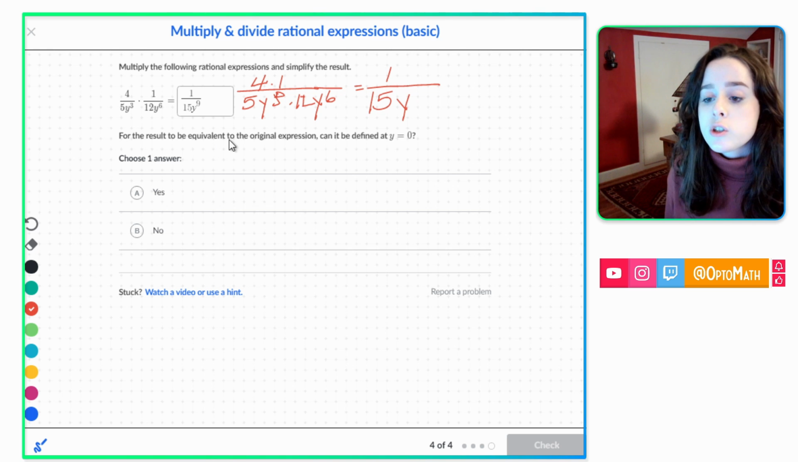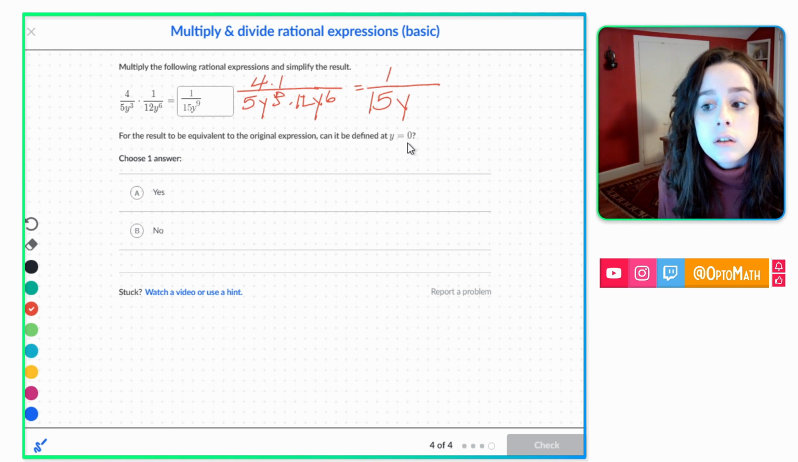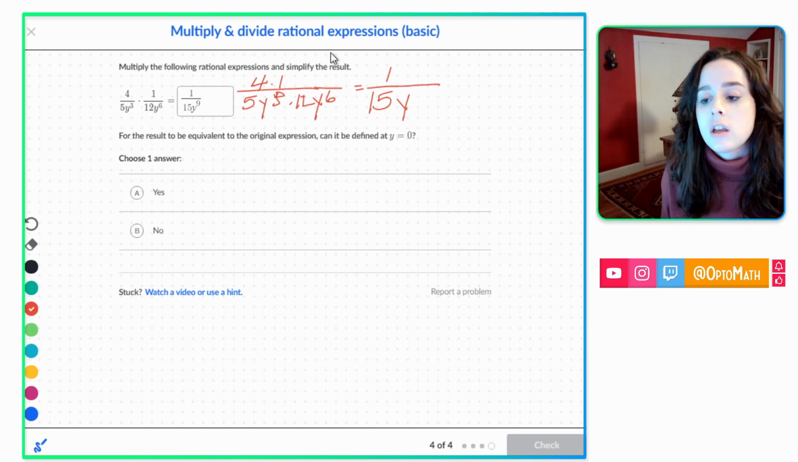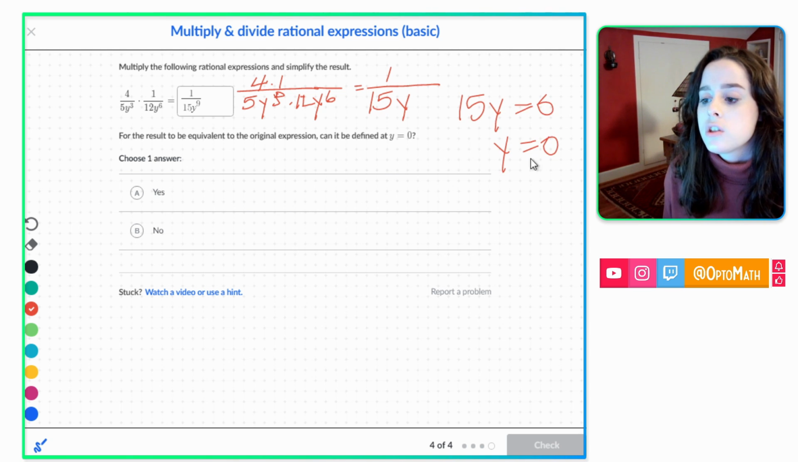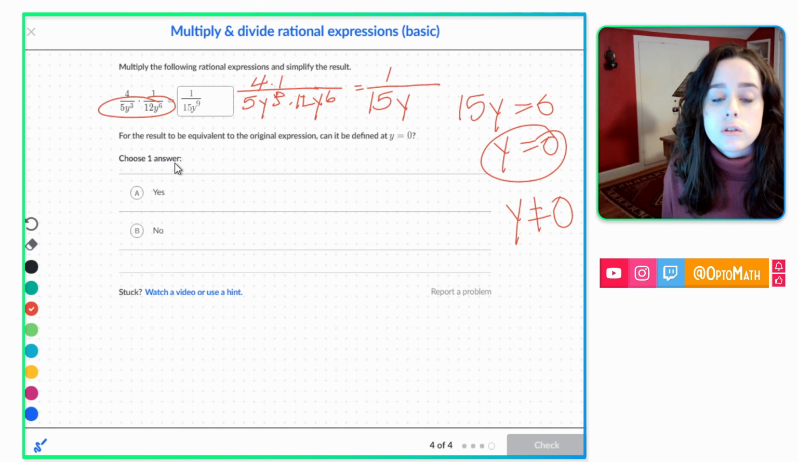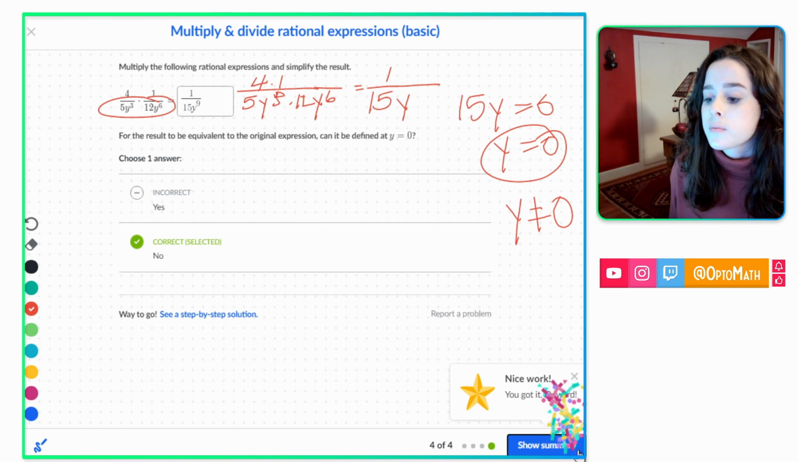Okay, so for the result to be equivalent to the original expression, can it be defined at y equals 0? Well, y is in our denominator, and it's multiplied by just a number. It's just a monomial. It's not plus or minus anything. So if we set our denominator equal to 0, then we get y equals 0, which is our restriction. y cannot equal 0 because we can't divide by 0. Even if we looked at our original without any of our 4 being simplified, that's still true. So can it be defined at y equals 0? The answer is no. Let's check, and we're good.